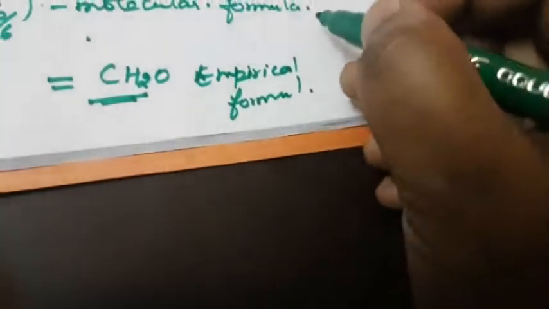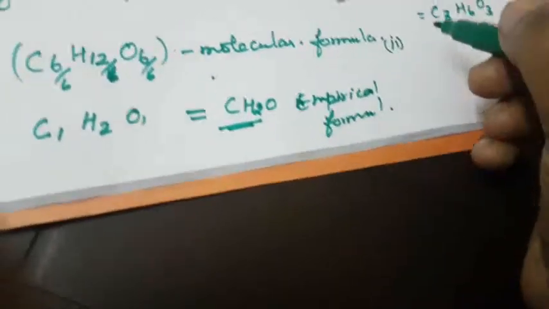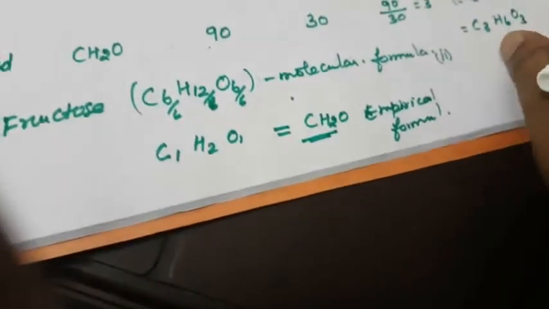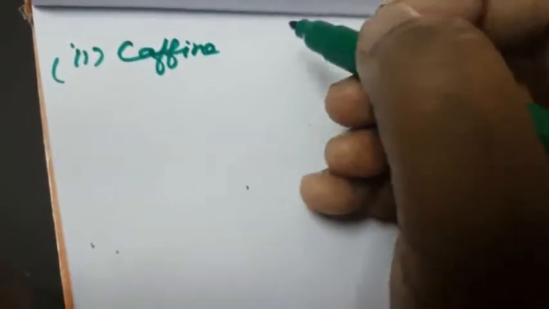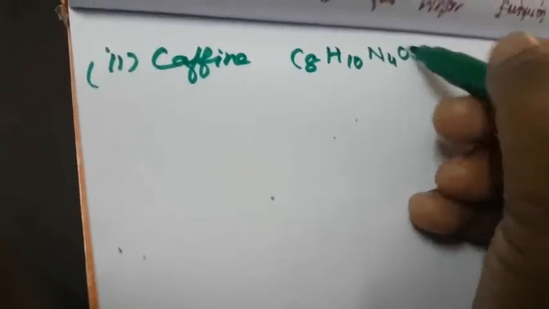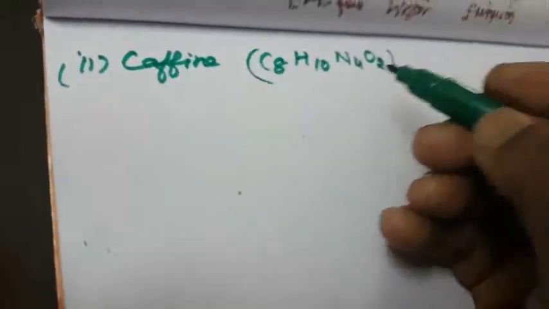Next question, number 38, this is the 1, then 2. Okay, so next one is caffeine. Write it on the back side. So the second one is caffeine, C8H10N4O2. Right? This is the molecular formula.